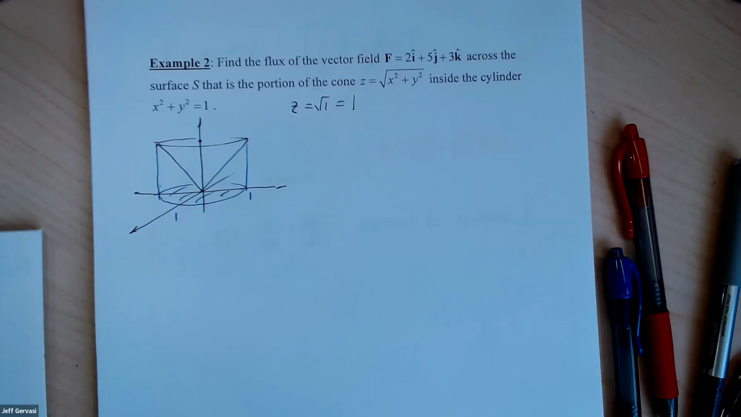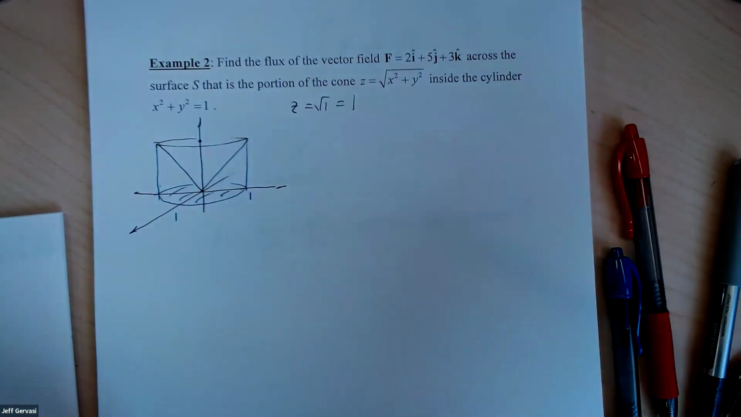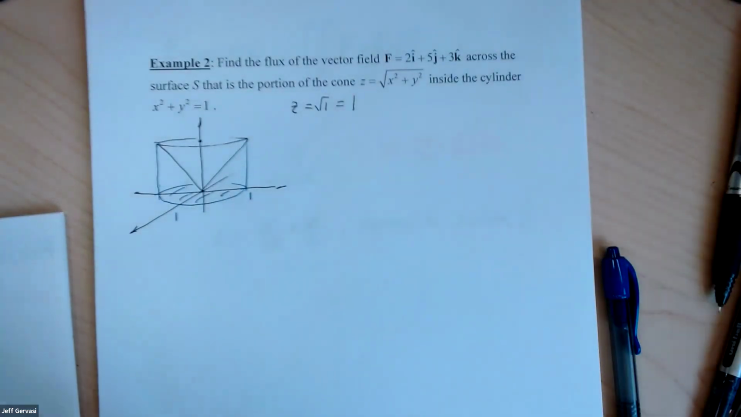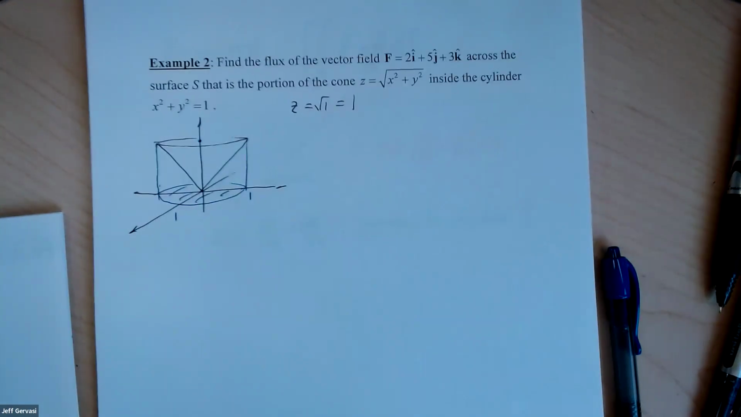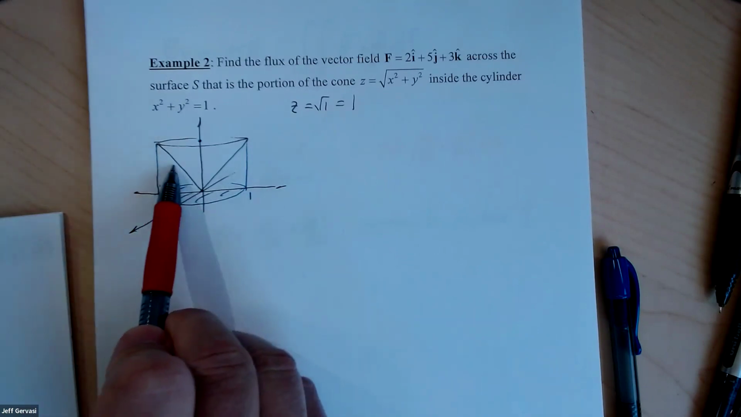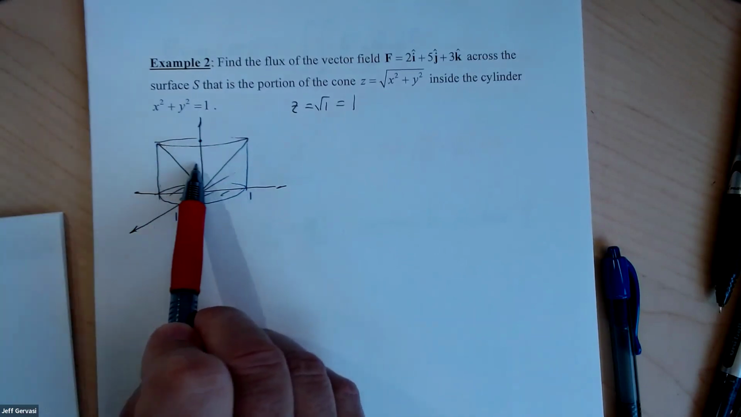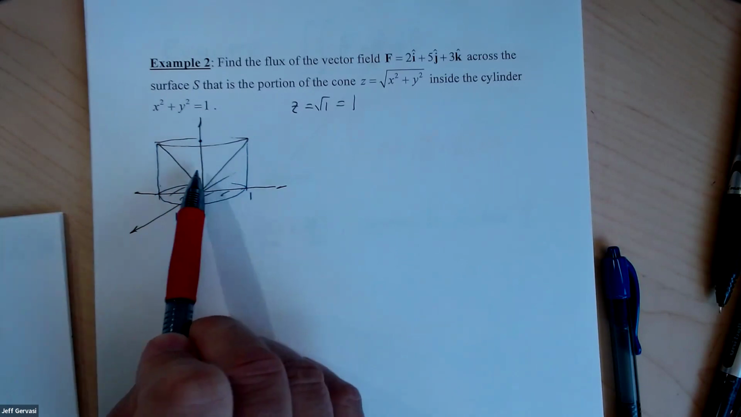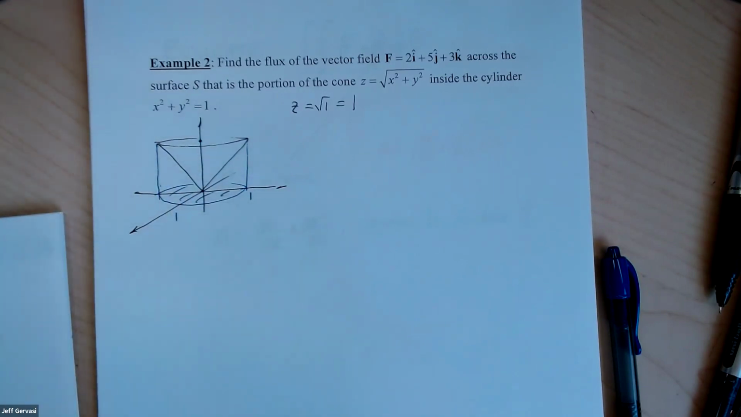Okay. All right, so find the flux of the vector field across the surface S that is that portion of the cone inside the cylinder. So we're just looking at this portion of it right down here, all this part right here.